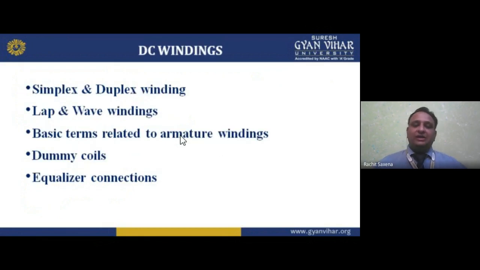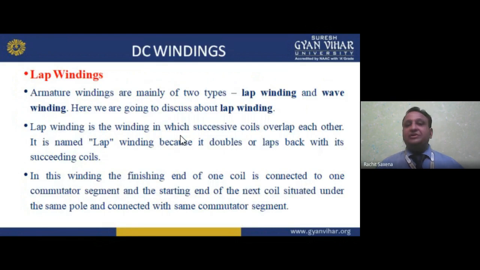Now, starting from here, DC windings. If I'm talking about the DC windings: simplex and duplex winding, lap and wave windings, basic terms related to armature windings, meaning lap and wave both, dummy coils and equalizer connections. So we talk on this topic today. In my lecture, I'll talk to you about the different types of DC windings we have. Now taking them one by one.